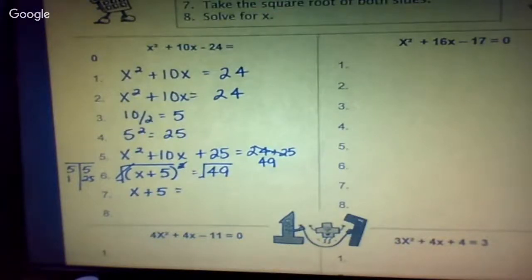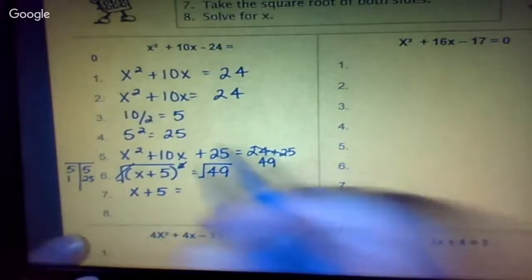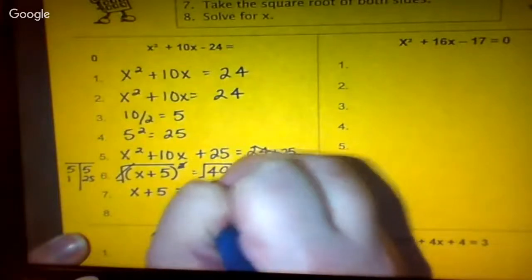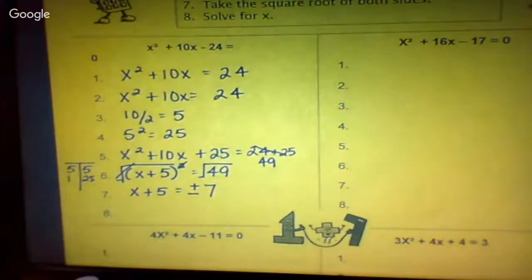Now, when you square root the left side, you have to square root the right side to keep the equations even. So what is the square root of 49? 7. 7 times 7 is 49. Now, watch what I do. When you take the square root of 49, you end up with positive or negative 7. Because if I square positive 7, I still get 49. If I square negative 7, I still get 49. That's where those 2 answers come from.